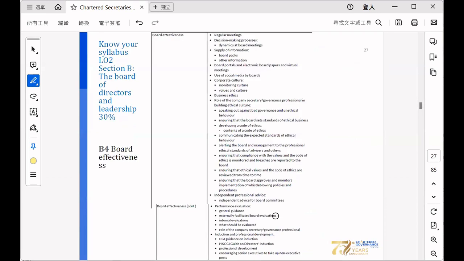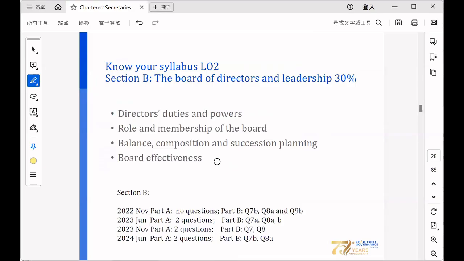And then board effectiveness is about board evaluations, board corporate culture, board portal and electronic board papers, that sort of things, providing independent advice for the board committee, performance evaluations. Again, this is a very commonly asked area as well. So, I mean, really, the whole point is that you need to understand the whole thing.